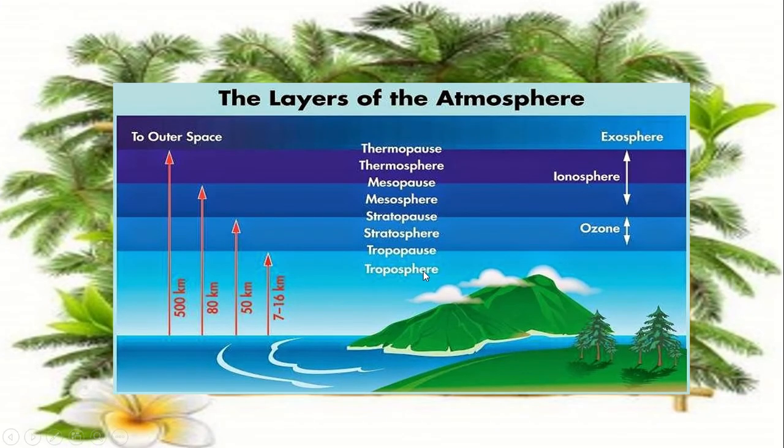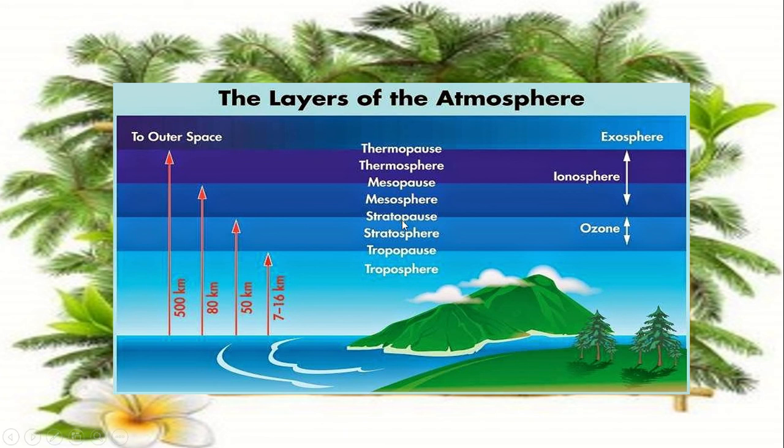This is the troposphere from the Earth's surface. It is the nearest layer. The next layer is the stratosphere, and between the troposphere and stratosphere is the tropopause, and the third layer is the mesosphere. Between the stratosphere and mesosphere is the stratopause, between the mesosphere and thermosphere is the mesopause, and between the thermosphere and exosphere is the thermopause. I will discuss the full layers of the atmosphere.